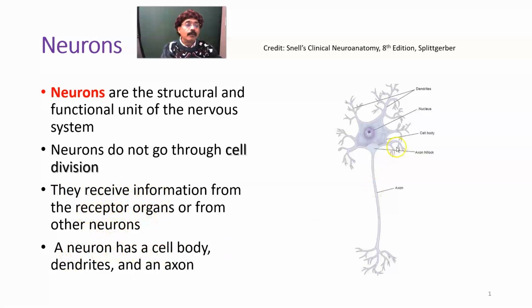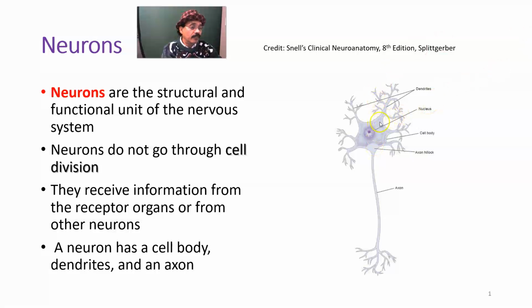A neuron has a cell body. This is the cell body. Dendrites, these small processes are the dendrites. And then the axon. An axon comes out of the axon hillock of the cell body. This part has no Nissl body, rough endoplasmic reticulum, or free ribosomes. So this is the initiation of the axon, and this part is called the axon hillock. This part has no Nissl body, rough endoplasmic reticulum, or free ribosomes.